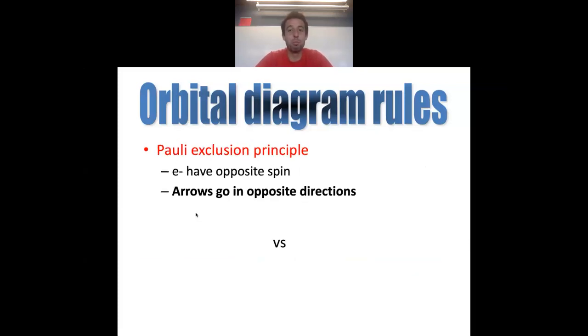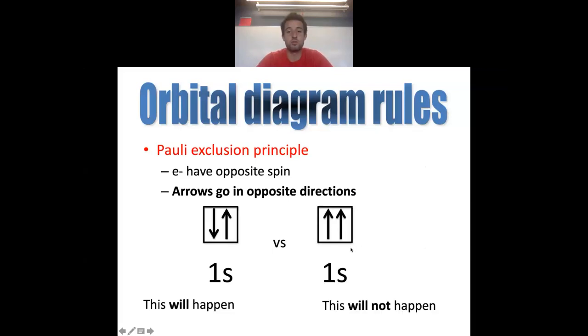Moving on here, we got Pauli's exclusion principle. This says electrons have opposite spins. What that means for you guys is that arrows go in opposite directions. So you'll always have in one box an arrow pointing upward and an arrow pointing downward. You'll never have one box where you have 2 arrows both pointing upward.